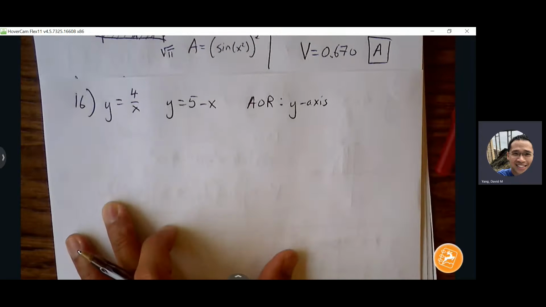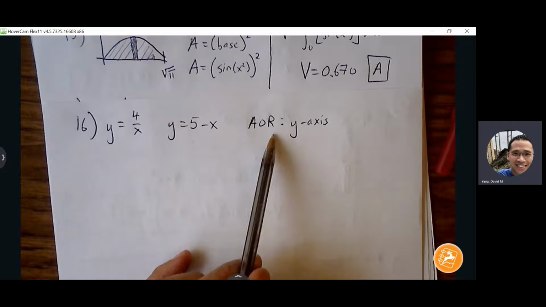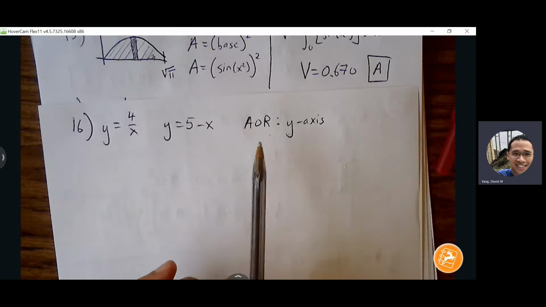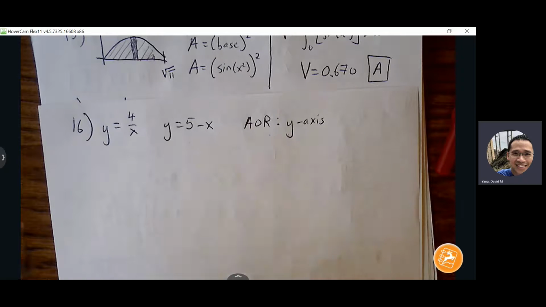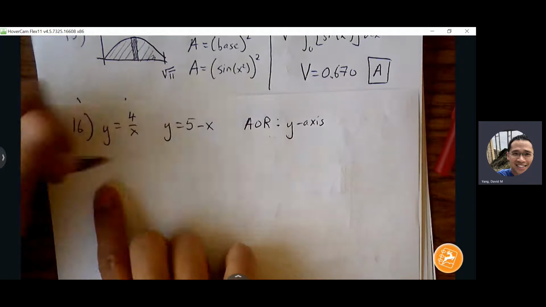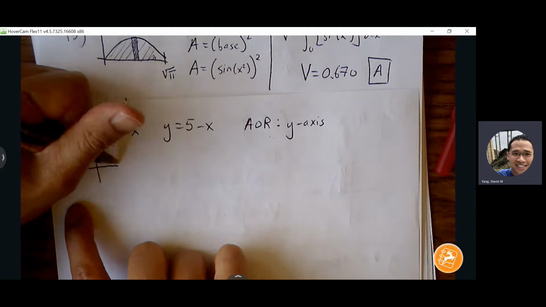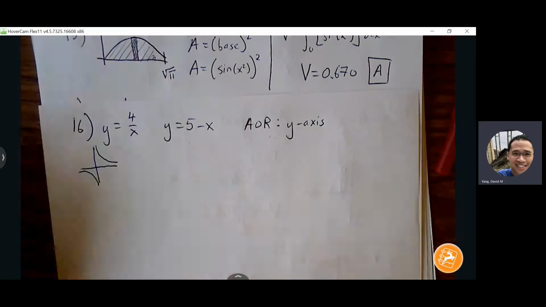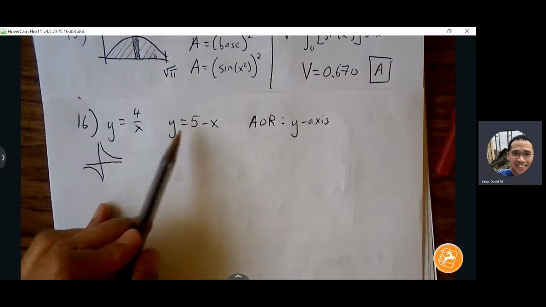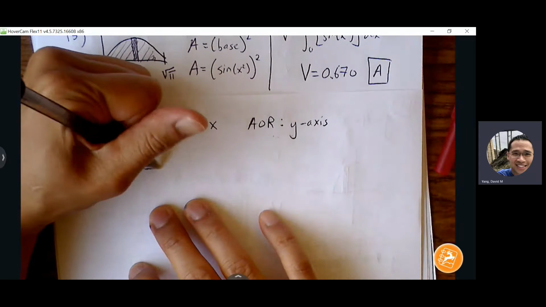In 16, you have two curves: y equals 4 over x and y equals 5 minus x. The axis of revolution is the y-axis. Find the volume of the resulting object. Anytime you have 4 over x, 1 over x, or 2 over x, they're all going to have this rational function shape. But now we're only going to be looking at the first quadrant, because 5 minus x is only going to intersect 4 over x there. So let's build our graph here.